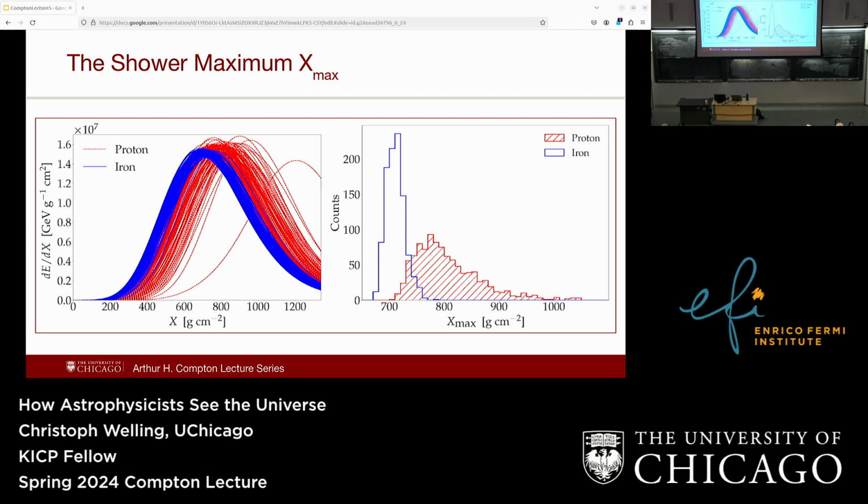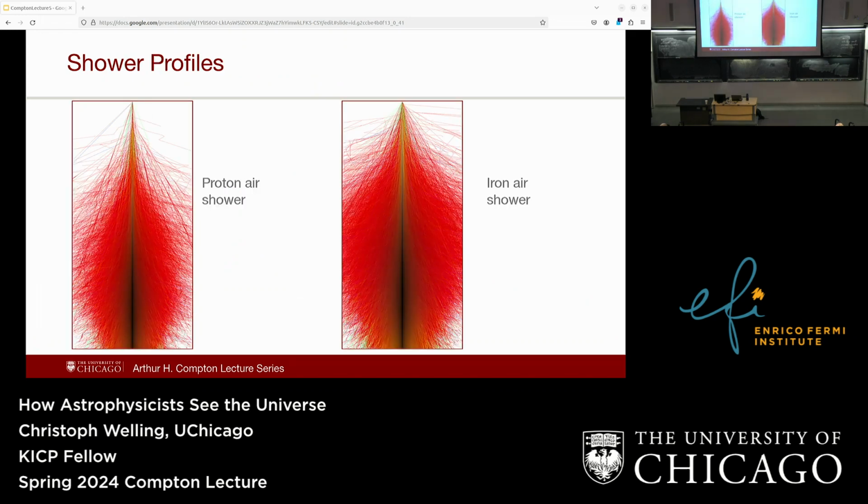No, I mean, that's why you have this fast development, because in the initial interaction, it's just going to get ripped apart. So when you observe them through a detector, how do you know that it was iron?